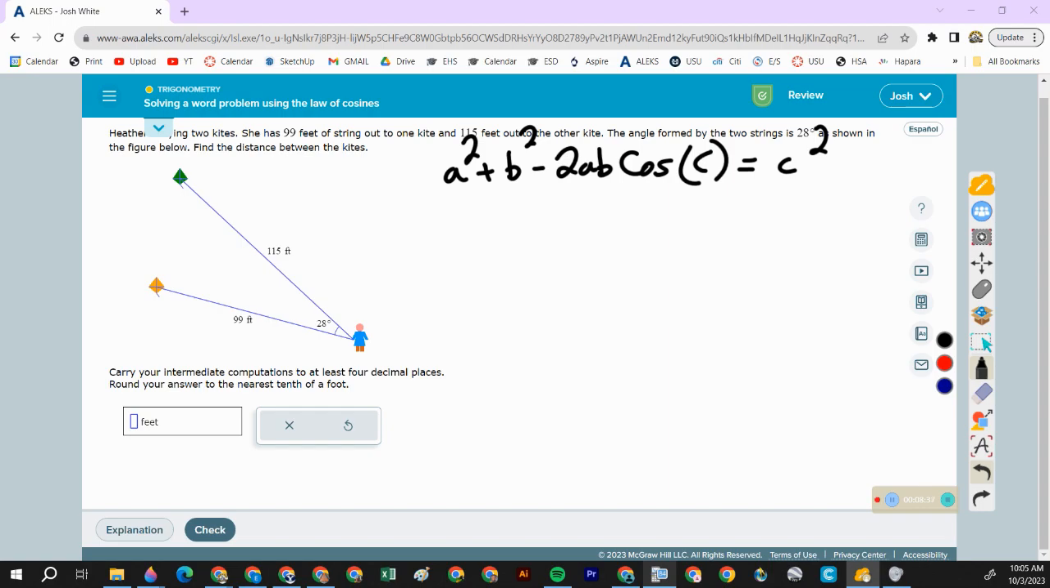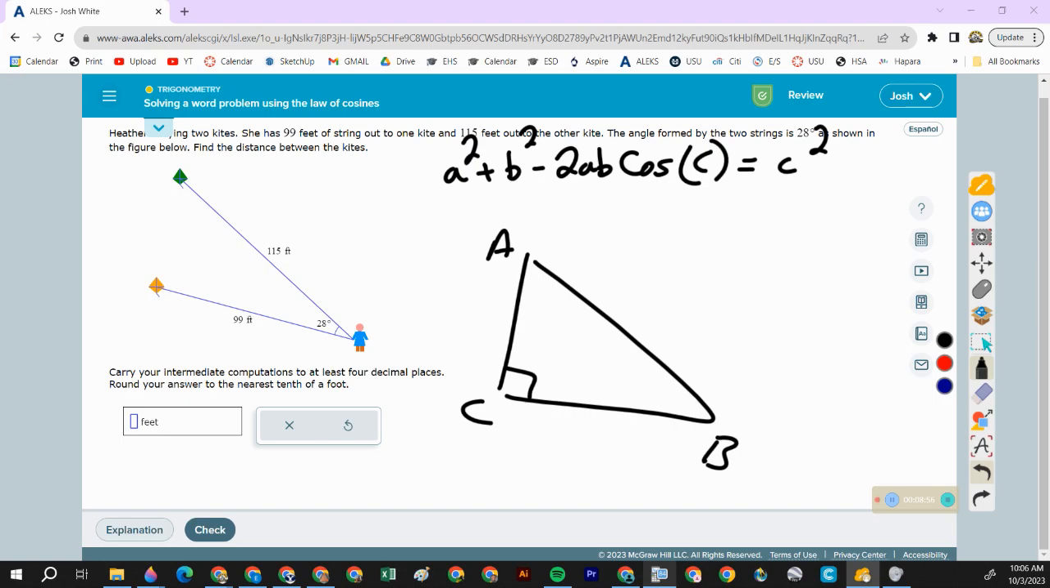Now that looks really familiar. It looks a lot like the Pythagorean theorem. Okay? And it is the Pythagorean theorem when C is a right angle. So if I drew this triangle and I said A, B, and C, so this would be C, B, and A. Well, when C is a right angle, so if I stick 90 in there, the cosine of 90 is 0. And so that whole middle term simplifies out.